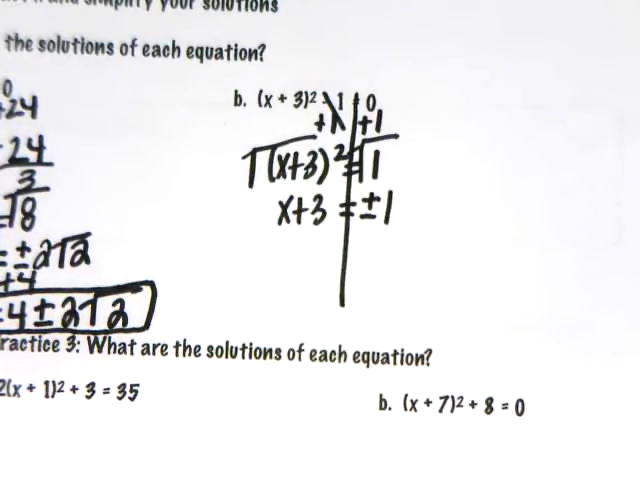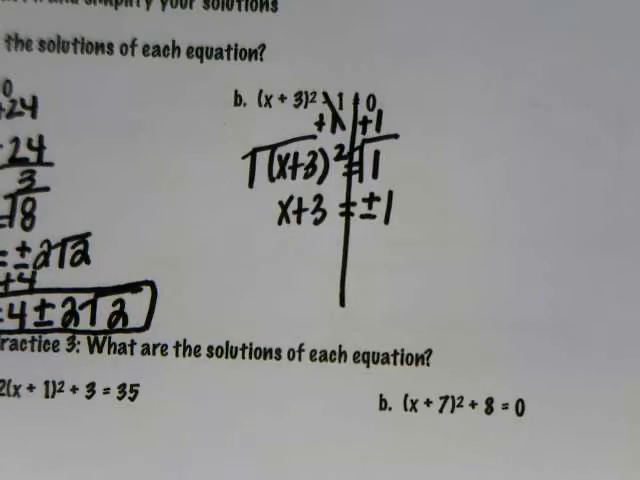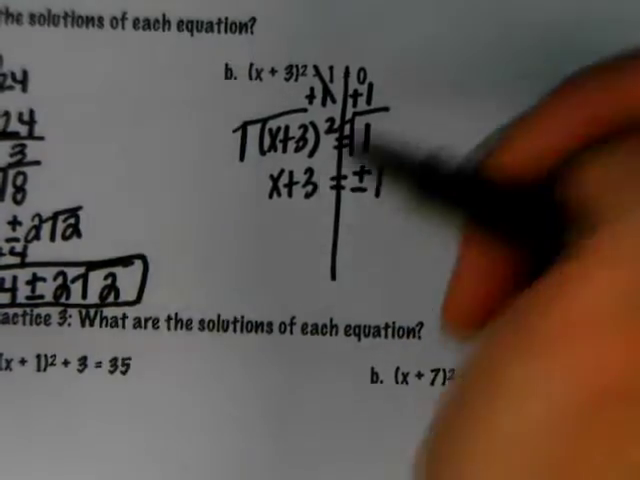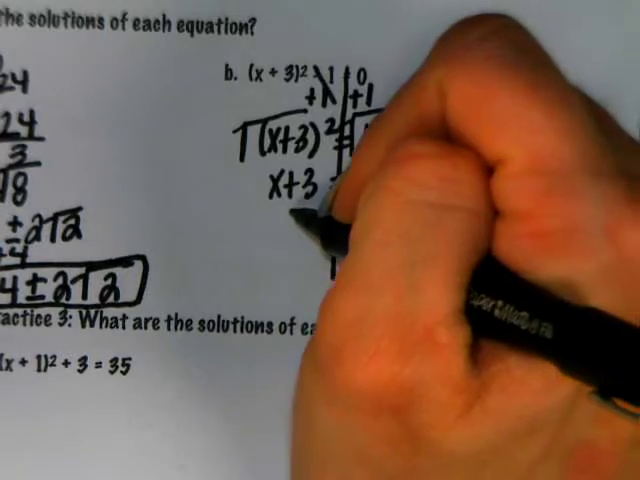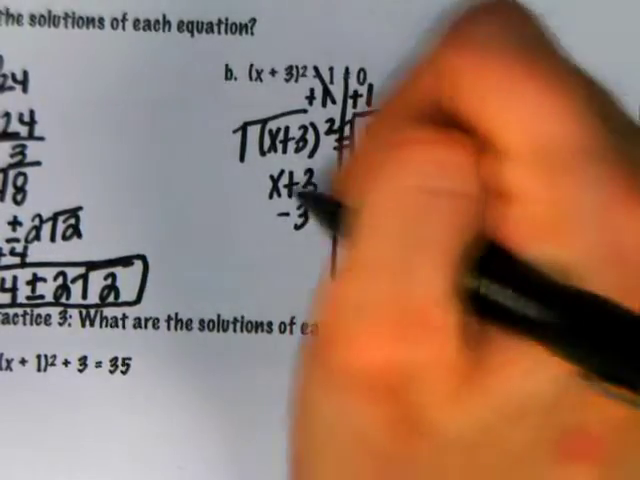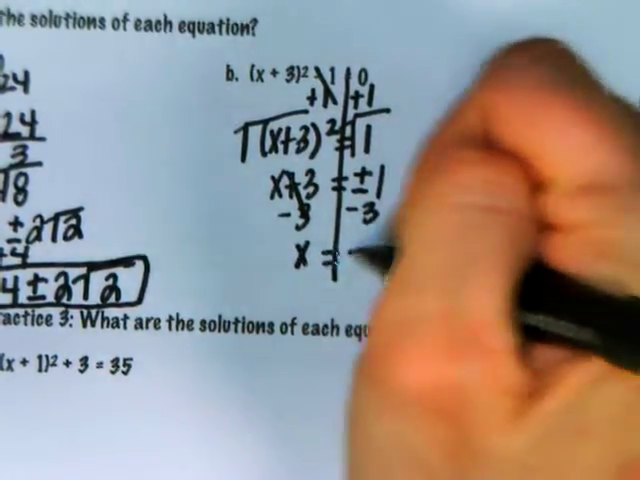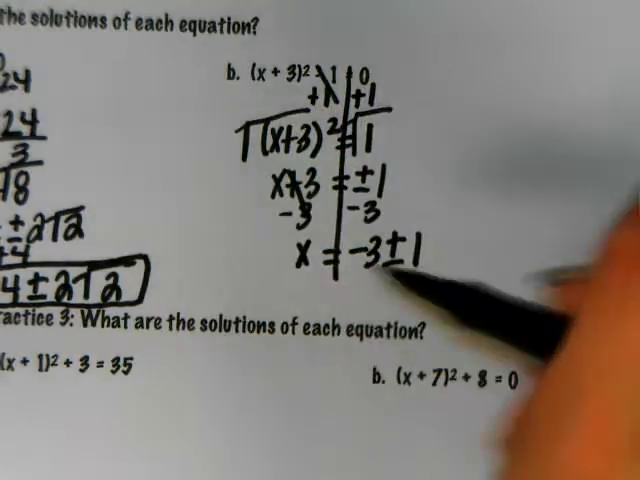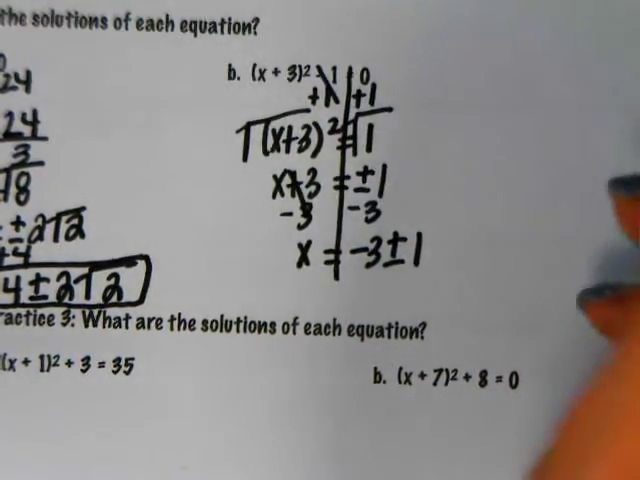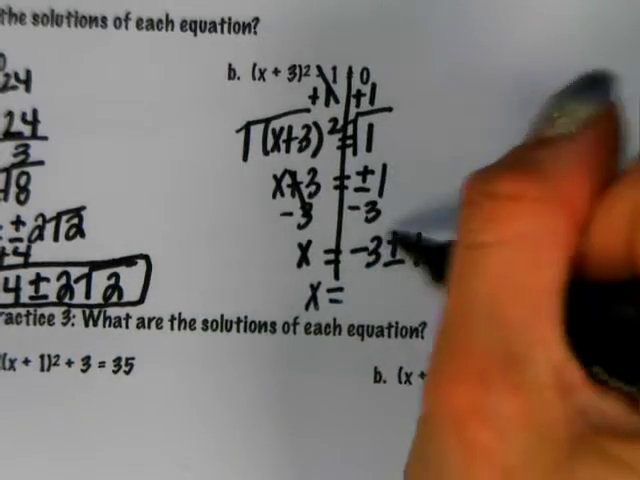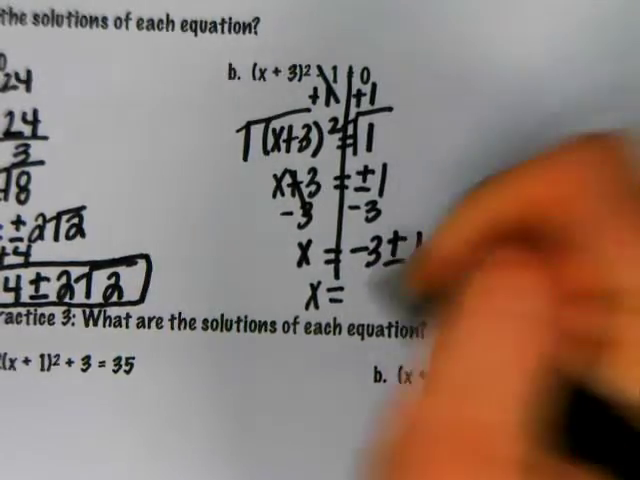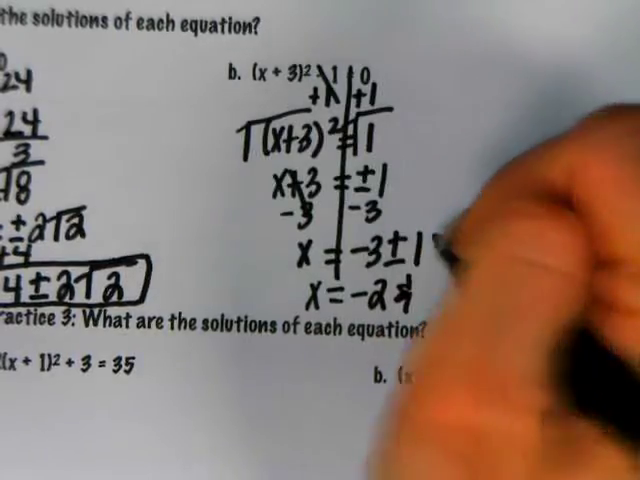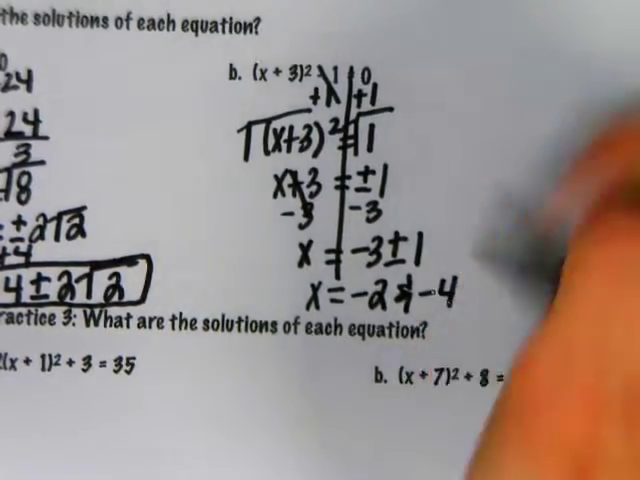Okay, from here, there's two ways. I'm going to show you both ways to think about the solution to this. And then you do whichever way makes the most sense to you. But how am I going to keep solving for x? Minus 3. Yeah, minus 3. So x equals negative 3 plus or minus 1. And then since I don't have radicals or anything, I can actually figure that out. So what is negative 3 plus 1? Negative 2. What's negative 3 minus 1? Negative 4.